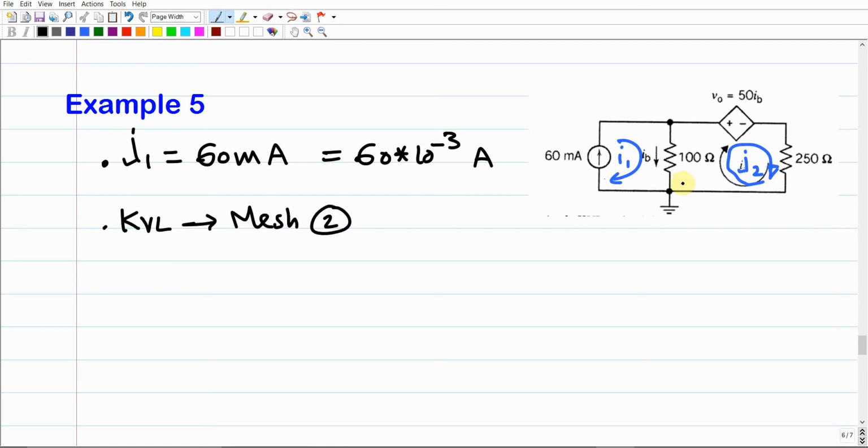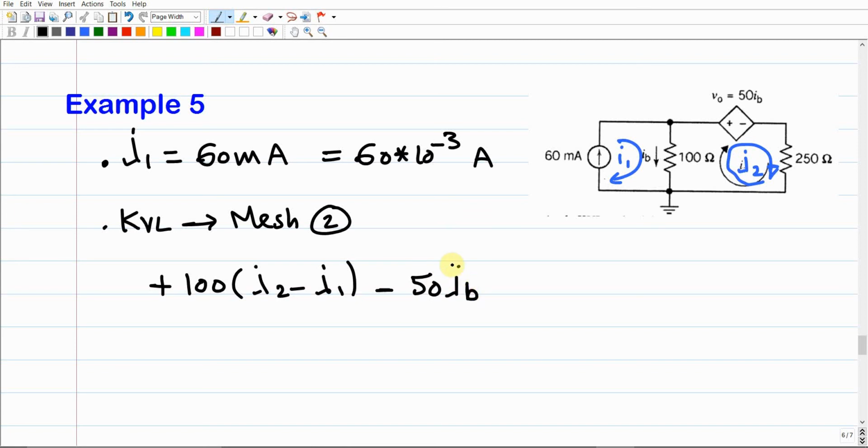For the second mesh, we have three elements. This one is an output, so it should be positive. The voltage over this element will be 100 times (I2 negative I1). Again, why I2 negative I1? Because our reference is mesh 2, so our reference is I2, going in this direction, and I1 is opposite to I2, so that's why we have the negative here. The voltage over this element is already given as V0. You can just assume V0, or you can substitute its value as 50 IB. It's up to you. And as you can see, I2 goes from the positive to the negative, so there is a negative sign here, and the value is 50 IB.